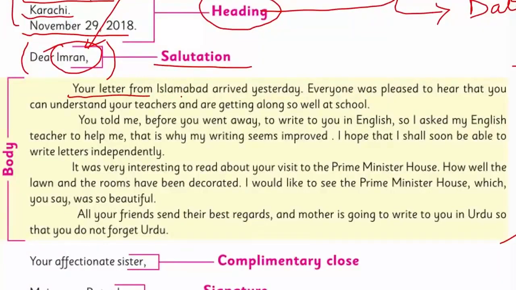Your letter from Islamabad arrived yesterday. Now the sister is mentioning a situation in front of her brother. This letter is in response to your previous letter. So here she mentions at the start that your letter from Islamabad arrived yesterday.